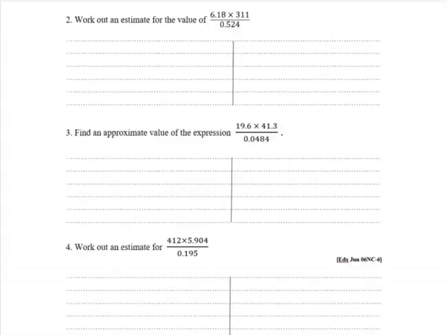Question number 2. Work out an estimate for the value of this question here. So the first step is to put the estimate sign. It's not a random squiggly sign. It's called the estimate sign or approximation sign. So what we're going to do is round everything here to one significant figure. So 6.18 becomes 6. 311 becomes 300. And 0.524 becomes 0.5.